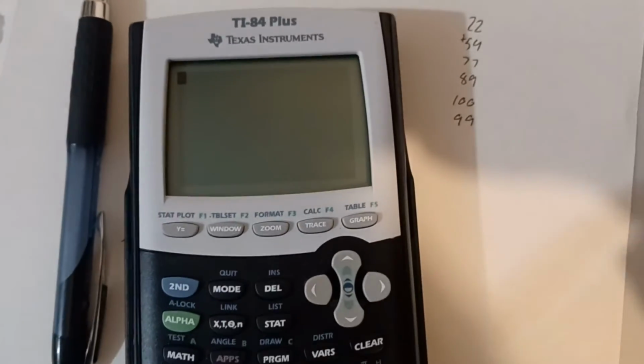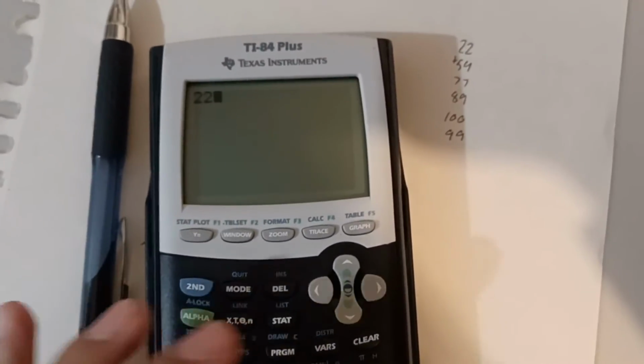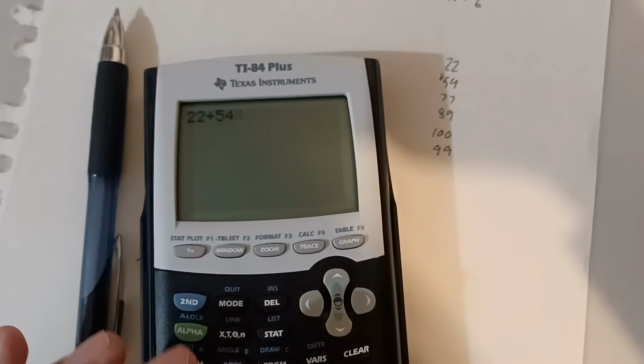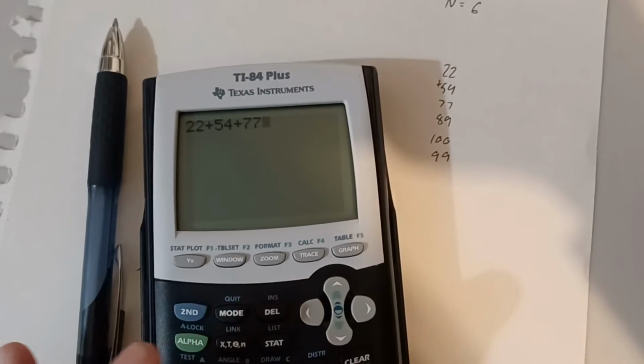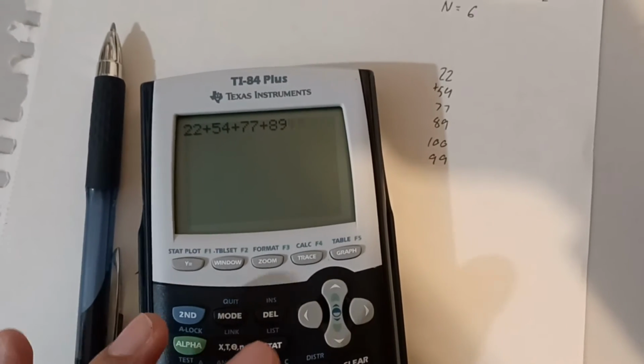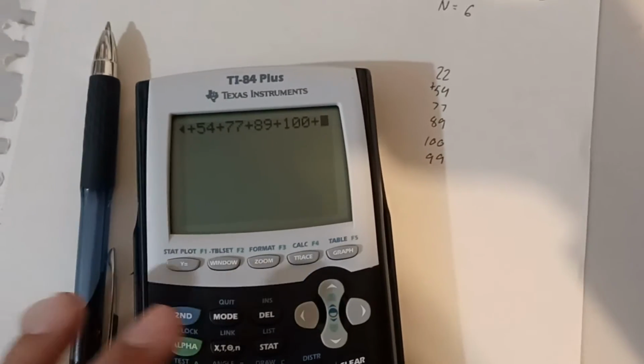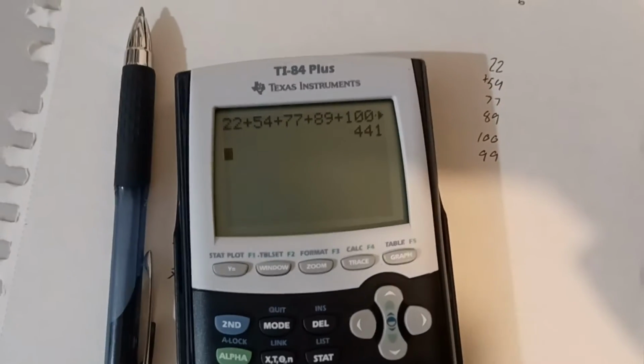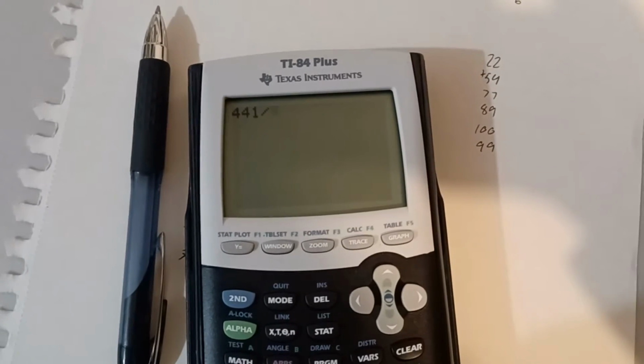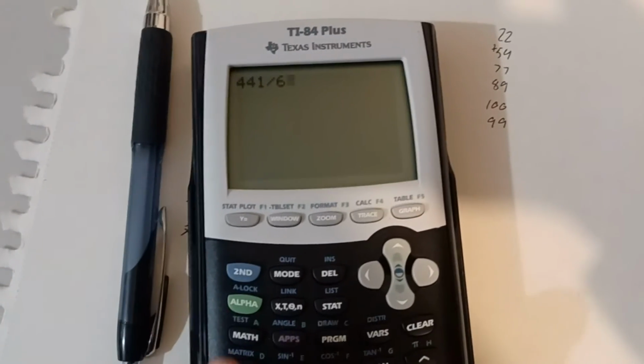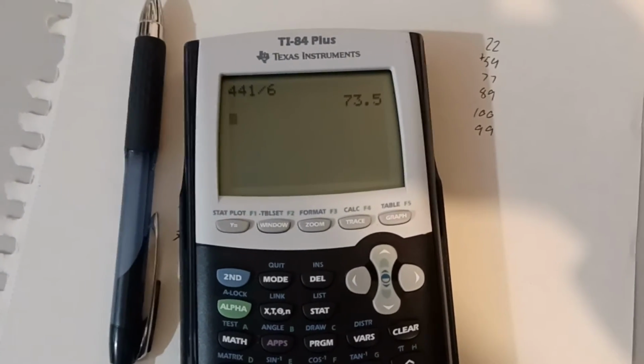22 plus 54 plus 77 plus 89 plus 100 plus 99 gives us 441. Now we have to divide that 441 by 6, since that is the amount of values we have in our population. That gives us 73.5. So that's going to be our mean, that's going to be mu.